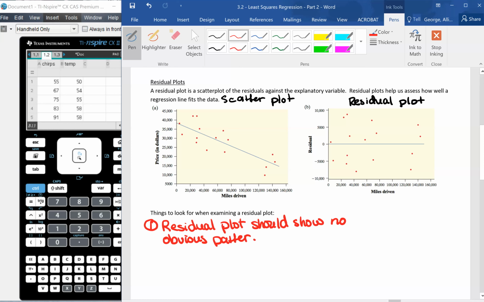So this is an example of a residual plot with no obvious pattern. It's just dots every which way. And then the second thing you want to look for is that your residuals, your dots, should be randomly scattered above or below. So they shouldn't all be above, they shouldn't all be below. It should be a mix.